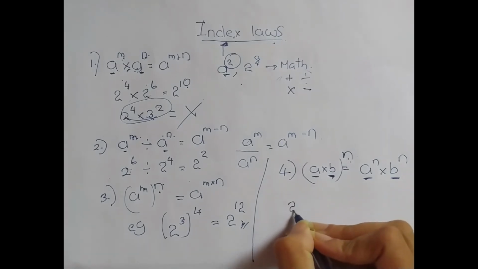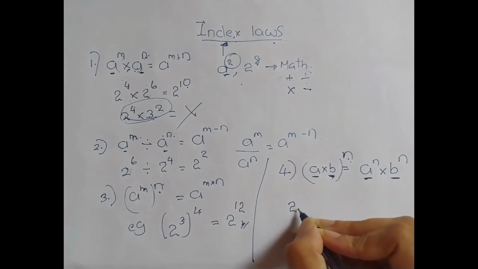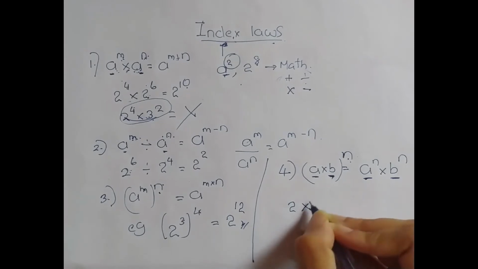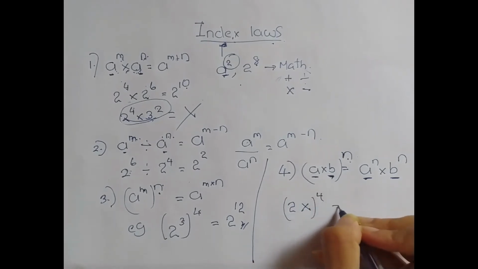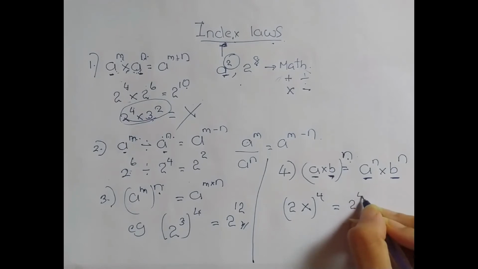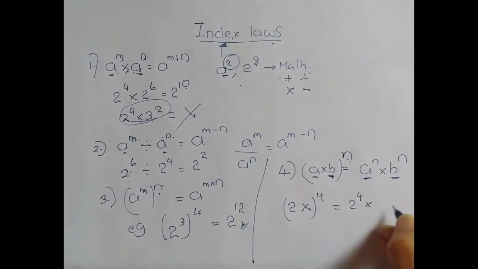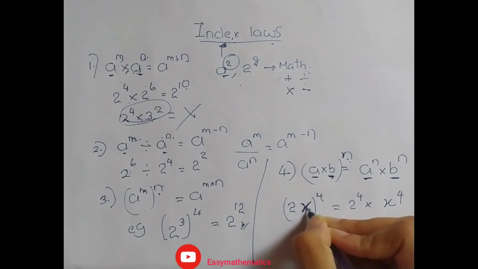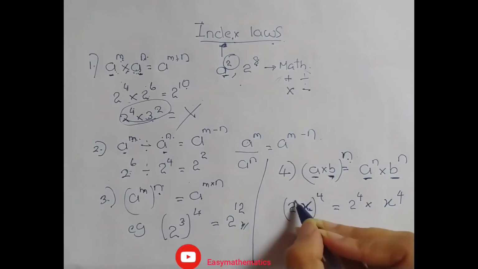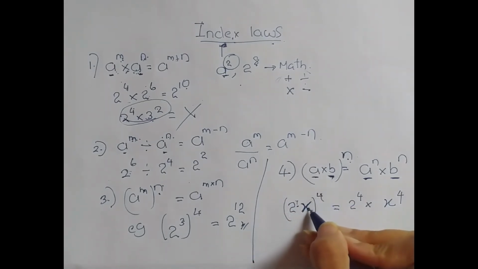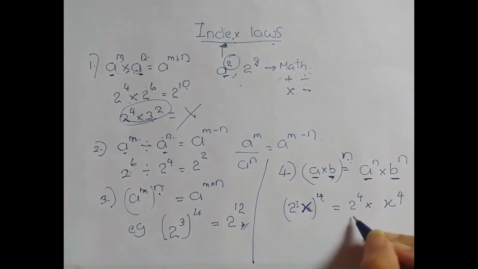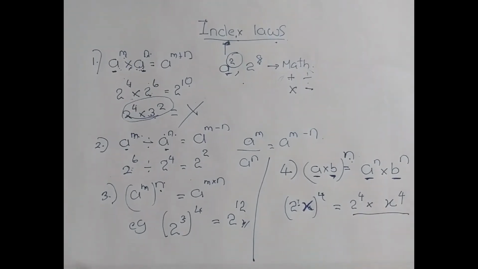So if it is 2x to the power 4, then it is 2 to the power 4 multiplied by x to the power 4. For this 2 also this 4 is applicable. For this x also this 4 is applicable. So this is how you simplify those type of sums.